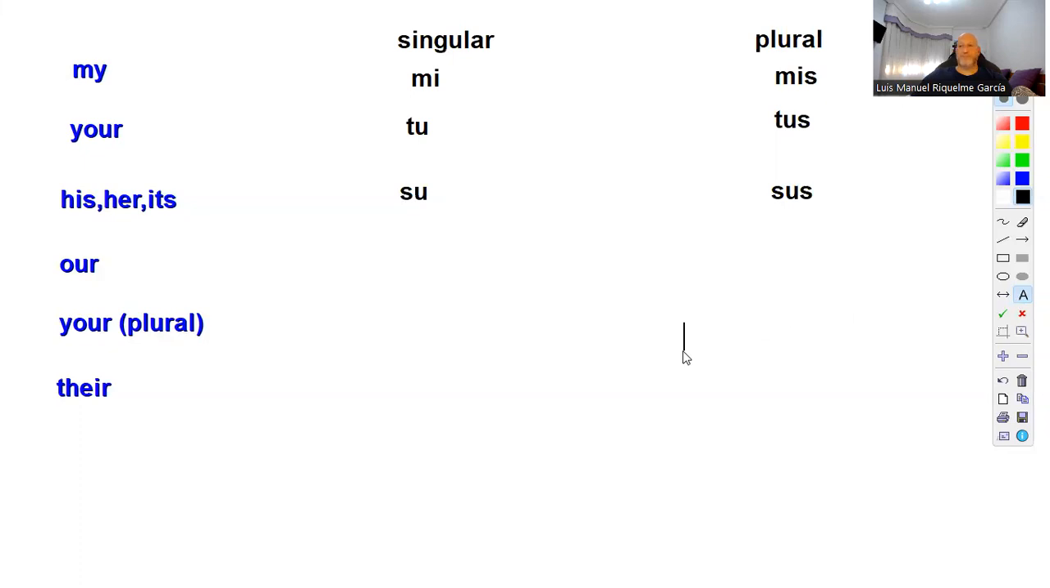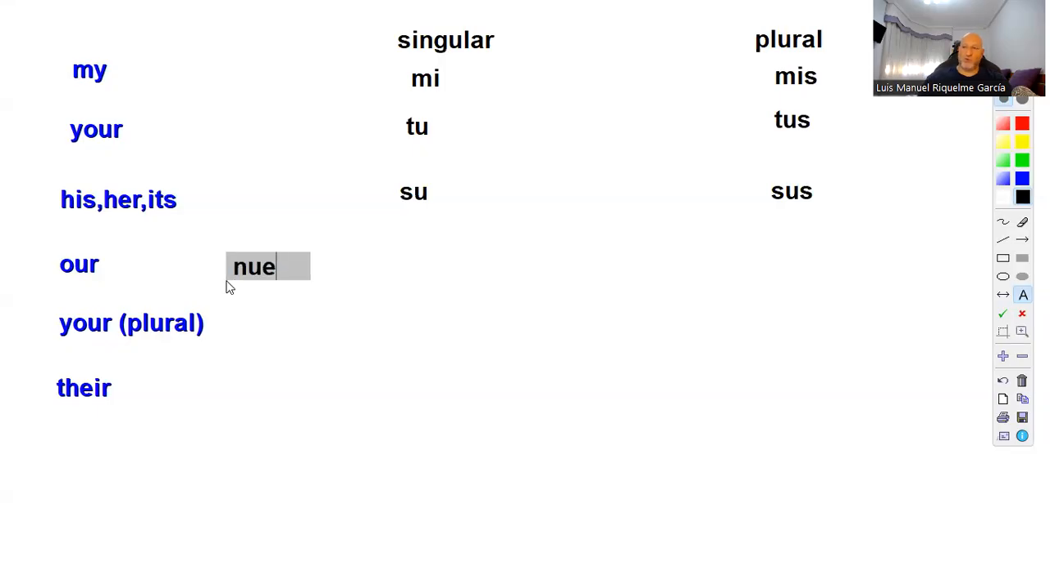Now let's go for plural possessives. These three left, they don't talk about one owner anymore. When we were talking about my, your, his, her, its, there was only one owner. Now, this is people who have things in common and they share them. Our house. It's at least two people sharing the house. So here we distinguish between masculine and feminine of the object that we own.